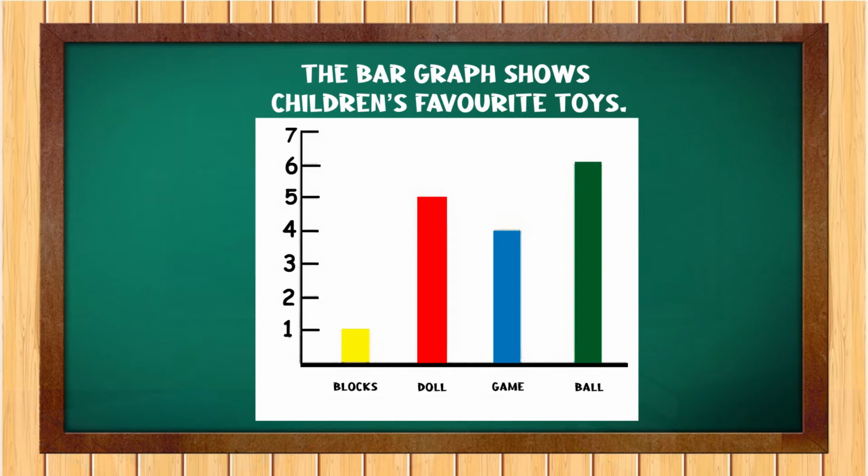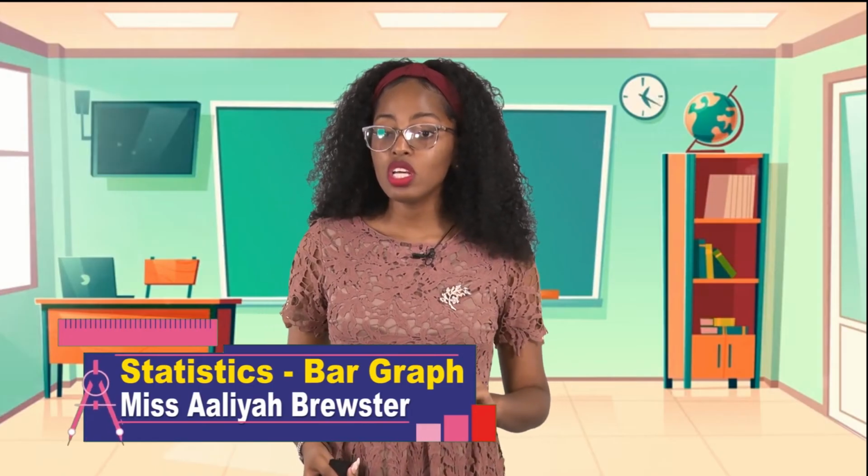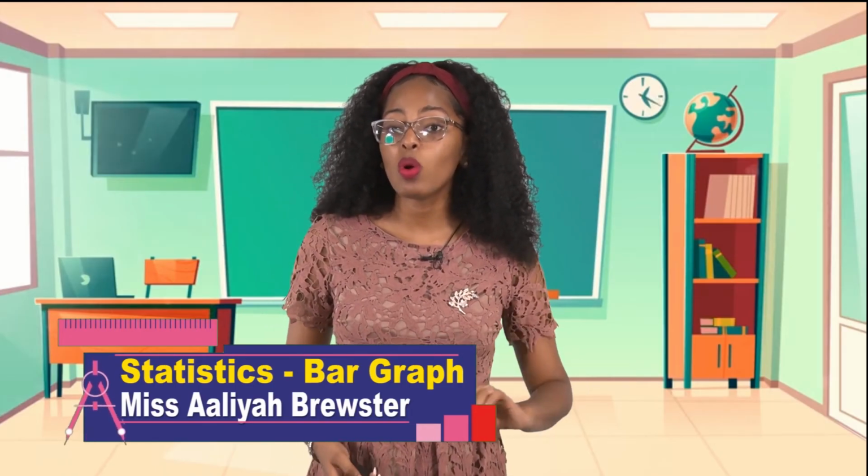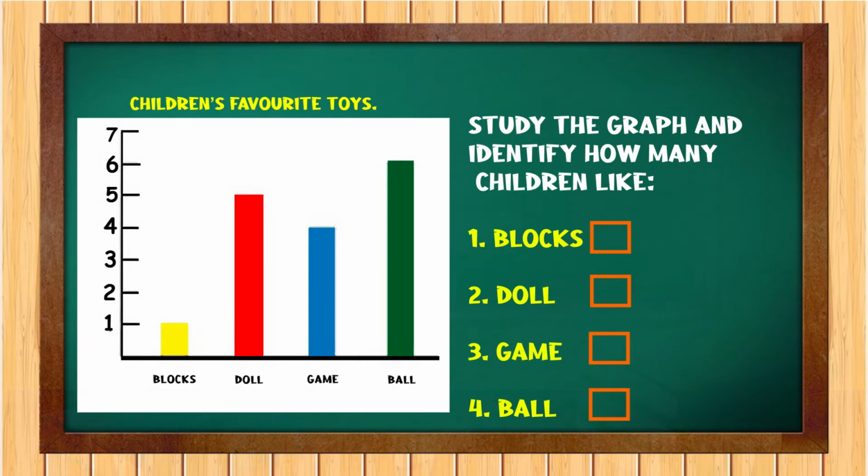So here we have it, a beautiful bar graph that is depicting children's favorite toys. So take a second, look at that bar graph. Look to see where every bar stops. Look to see what are the toys we're comparing. We have blocks, doll, game, and ball. Okay? Now, after we finish studying the graph, it's time for us to answer the questions. How many children like blocks?